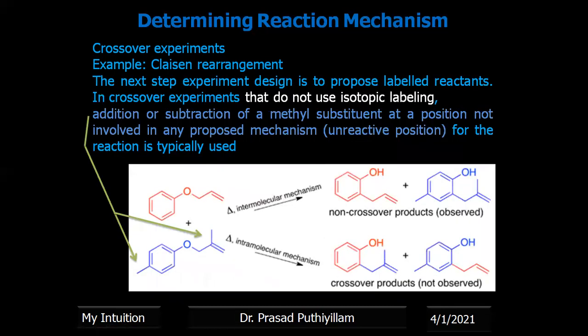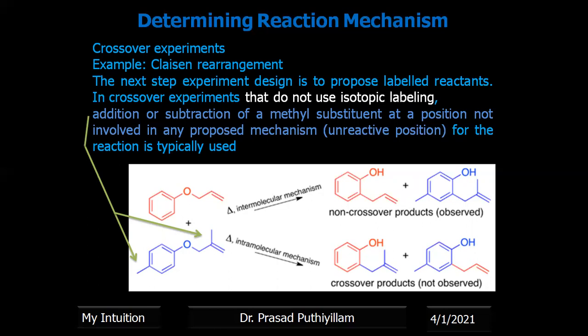The next step, after proposing the different types of possible mechanism based on the displacement of electrons, is to design or prepare a labeled reactant. Labeled reactant means it can be isotopically labeled. If we are not using isotopic labeling along with the crossover experiment, that means simple addition or removal of a methyl substituent at a position which is not involved in any proposed mechanism, which is the unreactive position.